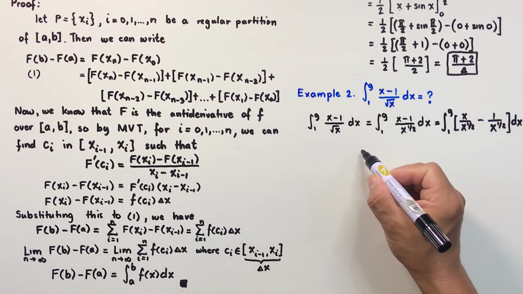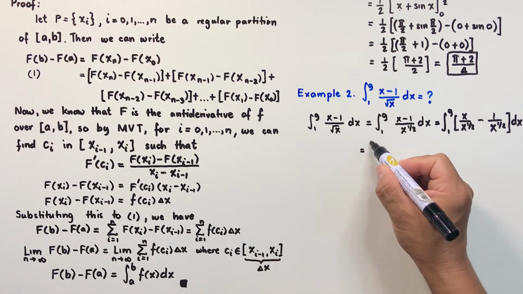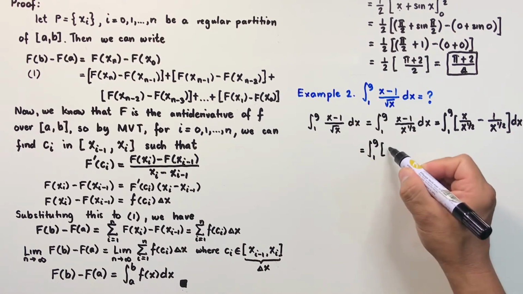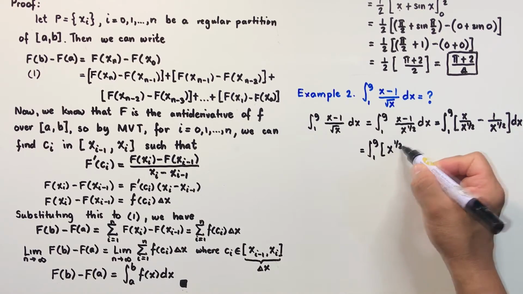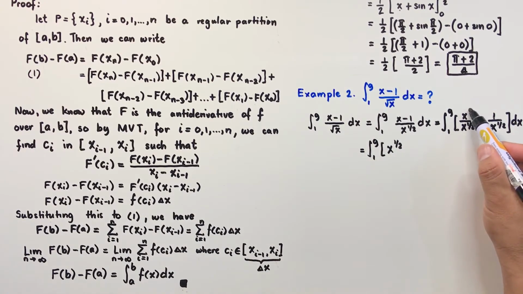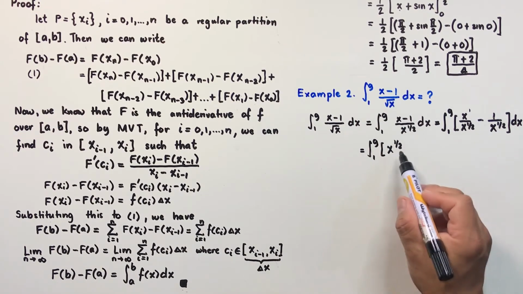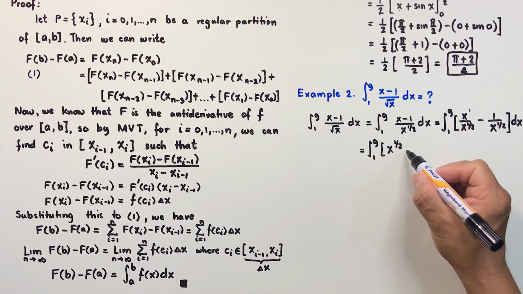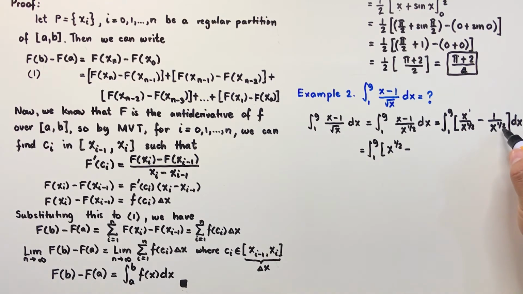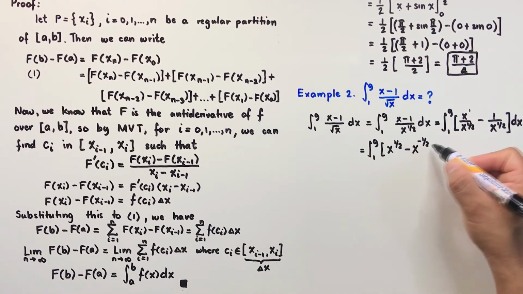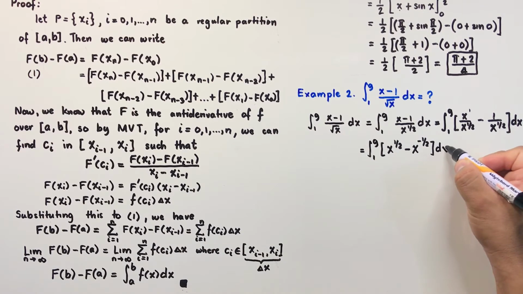Now, simplifying our exponent, we have the integral from 1 to 9 of x to the power 1/2. Because the exponent of x is 1, when subtracted by the exponent of the denominator, which is 1/2, the result is 1/2. And if you move up this exponent of 1/2 in the denominator to the numerator, we have x to the power negative 1/2.